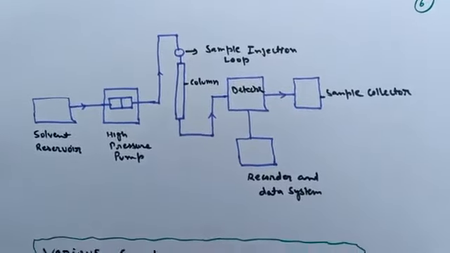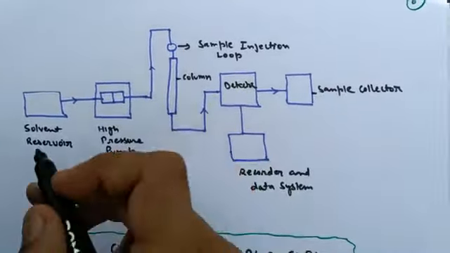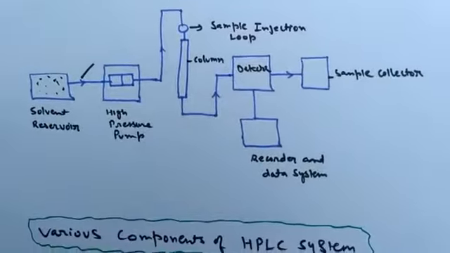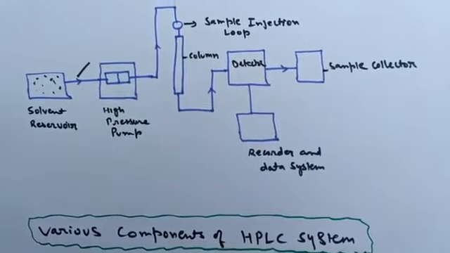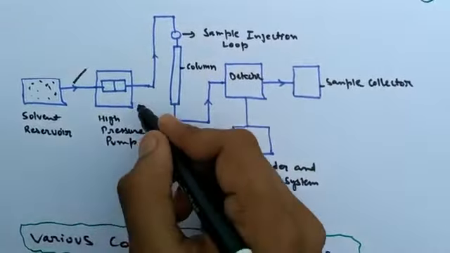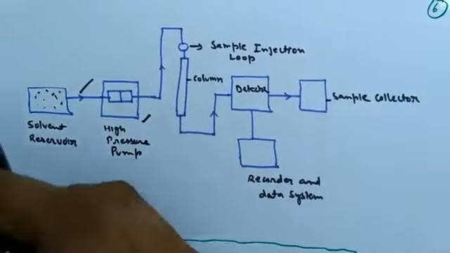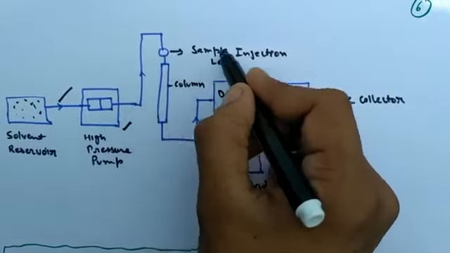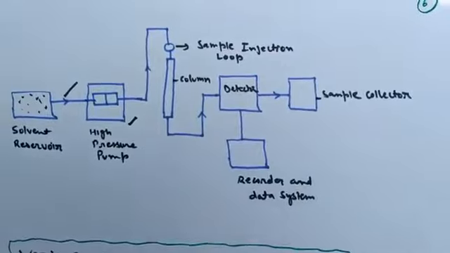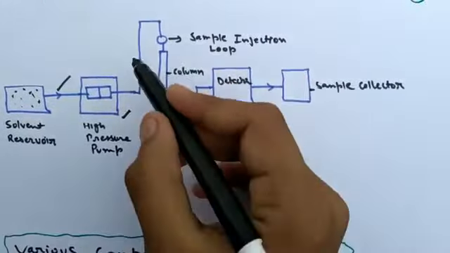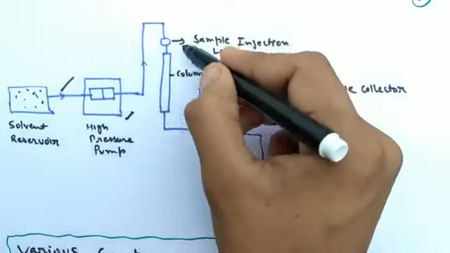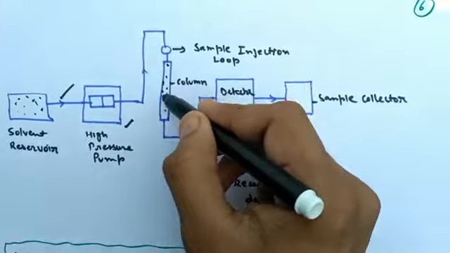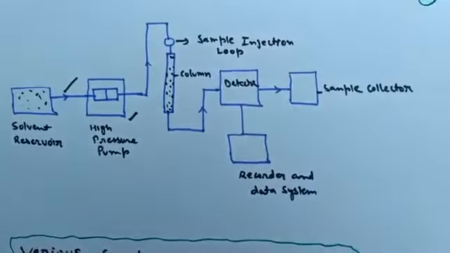Next is the block diagram of the HPLC apparatus. Here is the solvent reservoir. Solvent is filled in a beaker. The reservoir is connected through a pipe to a high pressure pump. The high pressure pump sends the solvent at high speed. In the middle there is a sample injection loop that injects the sample. So we run the solvent and then inject the sample, and the solvent runs into the column. The column is packed with the densely packed material that I have discussed earlier.